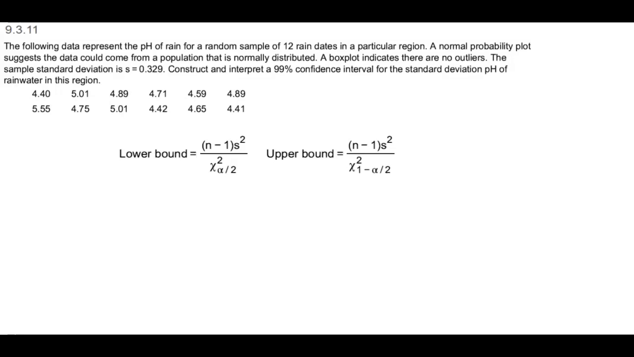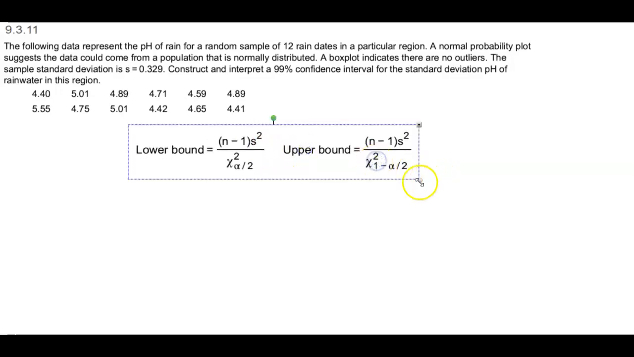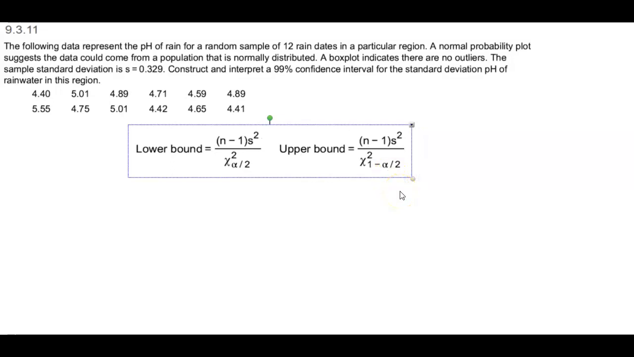Section 9.3.11. The following data represent the pH of rain for a random sample of 12 rain dates in a particular region. A normal probability plot suggests the data come from a population that is normally distributed. A box plot indicates there are no outliers. The sample standard deviation is s, which is equal to 0.329. We want to construct and interpret a 99% confidence interval for the standard deviation pH of rainwater in this region.